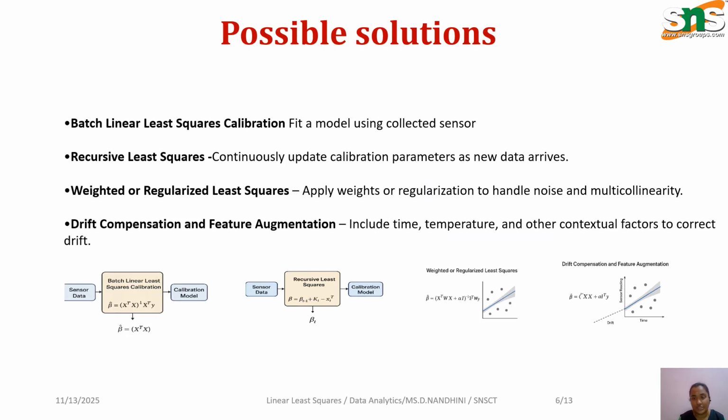Next one is possible solutions. We have four different possible solutions. First one is batch linear least square calibration. Next is recursive least square, weighted least square, drift compensation, and feature augmentation. For the first one, batch linear least square, how it fits inside the sensor and how it collects the data. Next one, how it updates or calibrates the parameters when new data arrives. Next one, how the weights are applied and how this noise is handled. Next is how time and temperature and how these drifts are calculated. We are seeing these things.